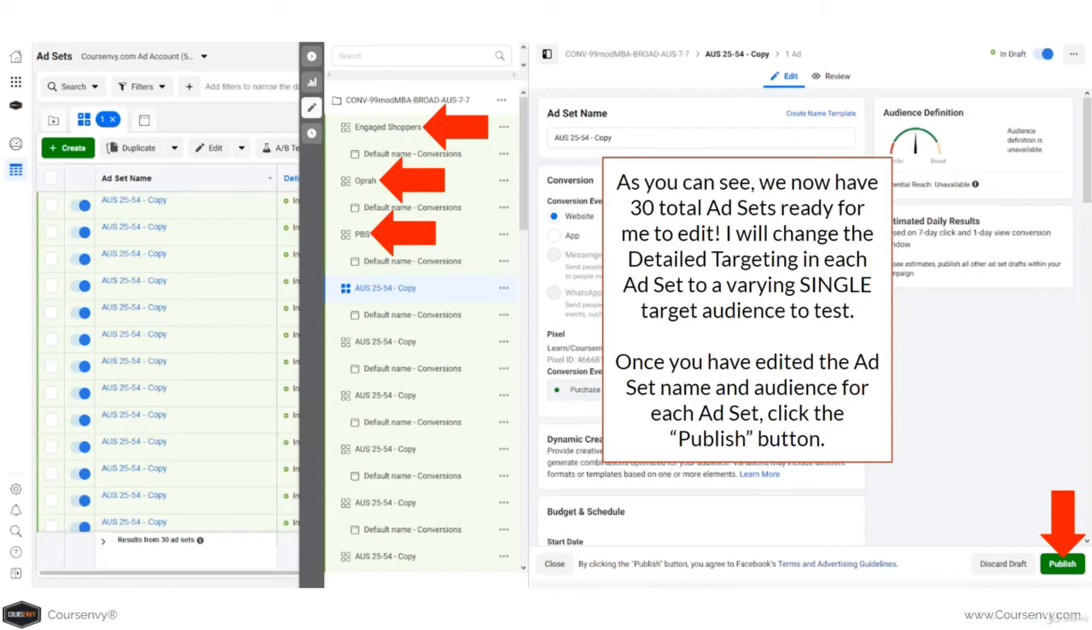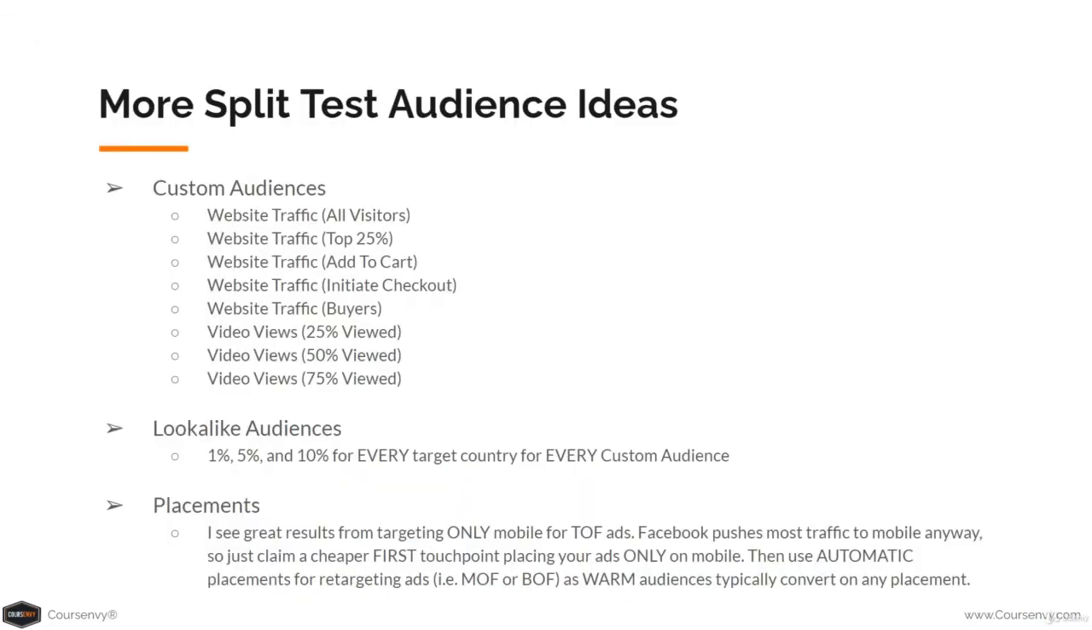The first one, targeting engaged shoppers. The second one, targeting the interest Oprah. The third one, targeting the interest PBS. So I still have 27 more to edit. So more split test audience ideas include custom audiences.